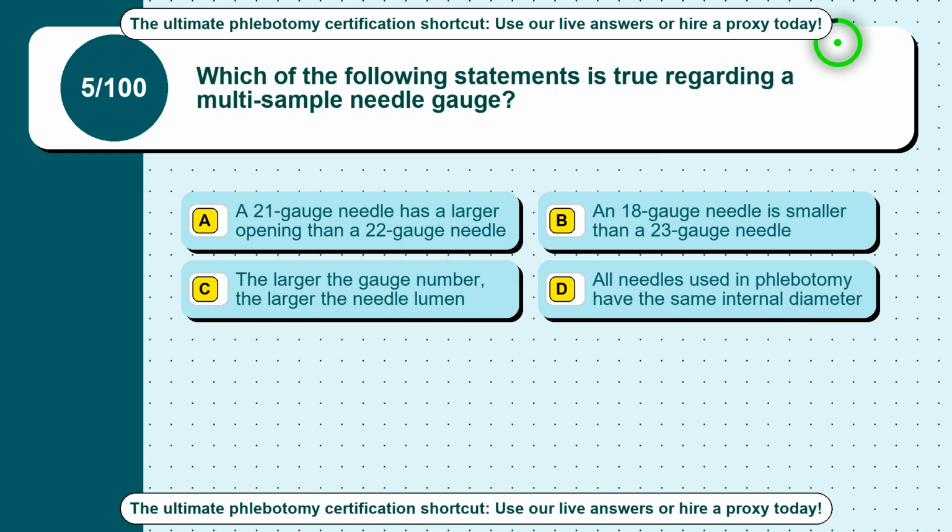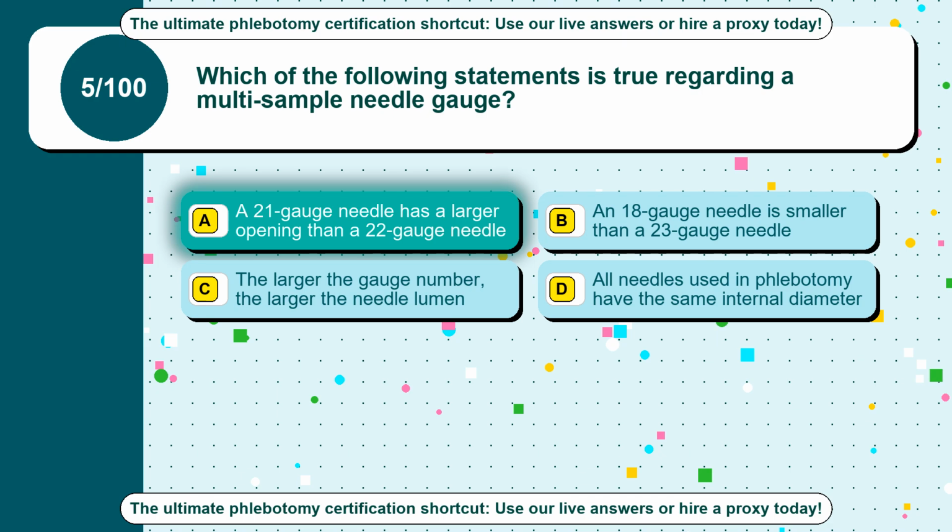Question 5. Which of the following statements is true regarding a multisample needle gauge? Option A. A 21-gauge needle has a larger opening than a 22-gauge needle. Option B. An 18-gauge needle is smaller than a 23-gauge needle. Option C. The larger the gauge number, the larger the needle lumen. Option D. All needles used in phlebotomy have the same internal diameter. The correct answer is option A.